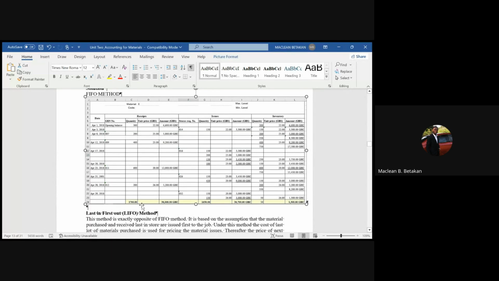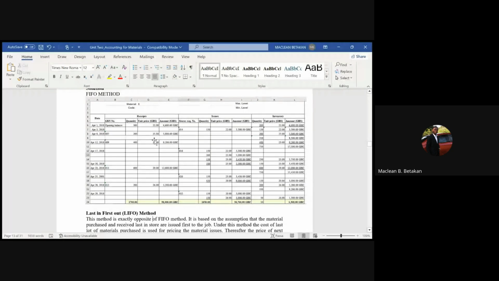I hope we can move to the LIFO method. Sir, at the issues side, the amount highlighted, 36,700 Ghana cedis, is it the total amount calculated? Yes, thank you for reminding me. Another way you can do this is to cross check, to be sure that you are right.